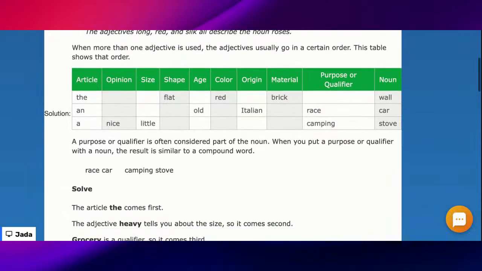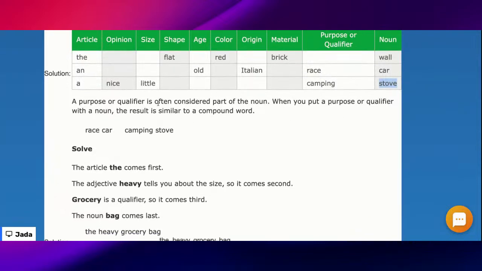All right. So we have article: the, they, and a. Opinion: nice. Size: little. We also have shape: flat. Age: old. Color: red. Origin: Italian. Material: brick. Purpose or qualifier: race, camping. Now we have the nouns: wall, car, stove.